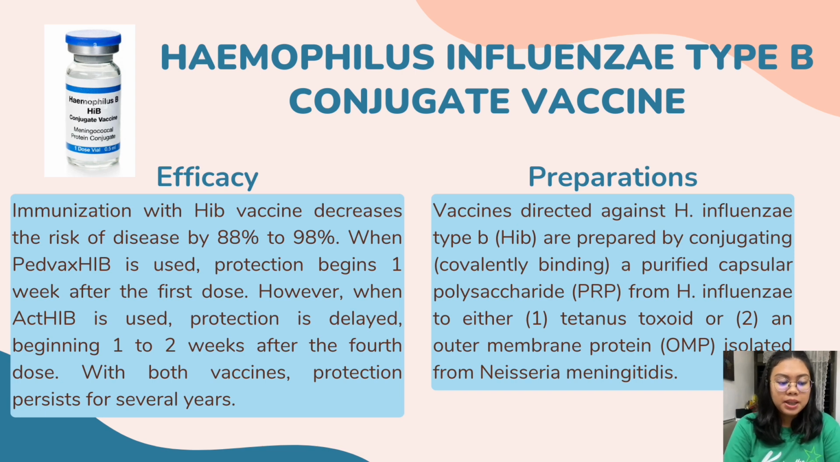When PedvaxHIB is used, protection begins 1 week after the first dose. However, when HibTITER is used, protection is delayed, beginning 1 to 2 weeks after the fourth dose. With both vaccines, protection persists for several years.